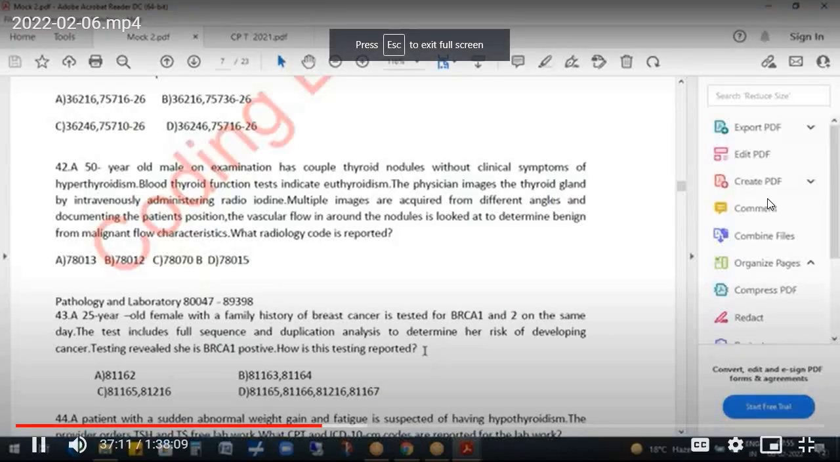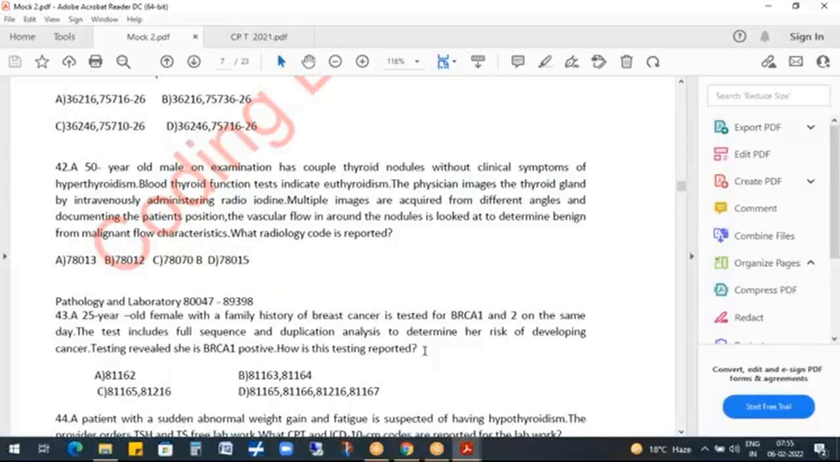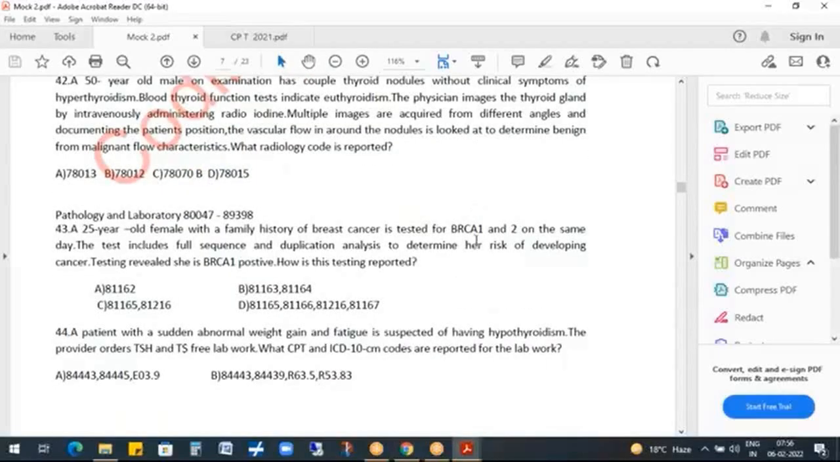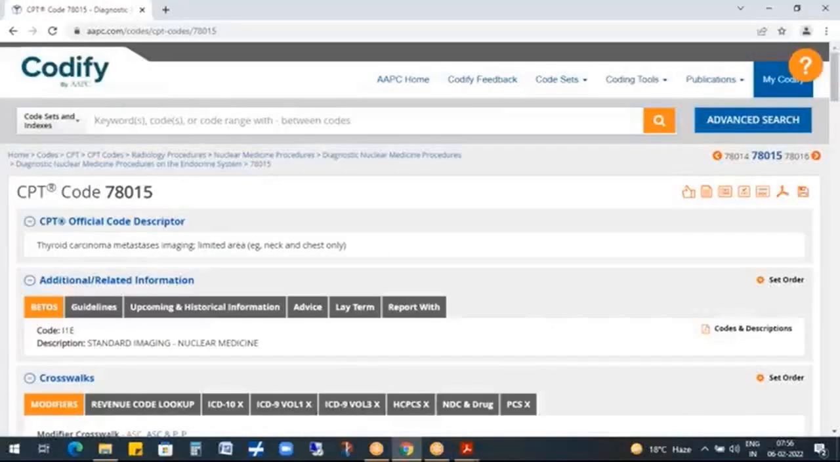So 78013 would come, no? Yes, I'm checking if it is for carcinoma or not. The vascular flow around the nodules is looked at to determine benign from malignant flow characteristics. 78013 is the correct answer.